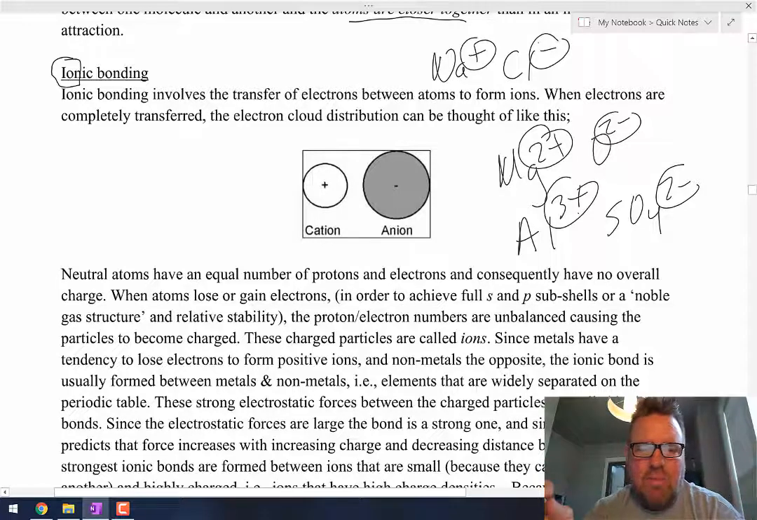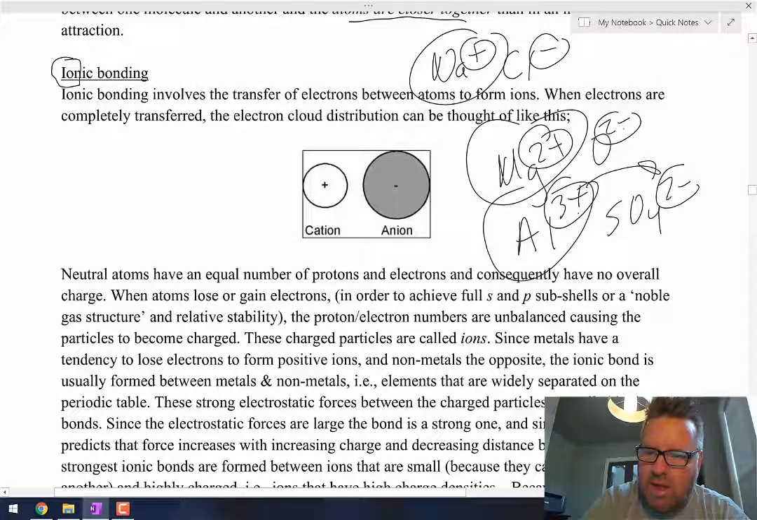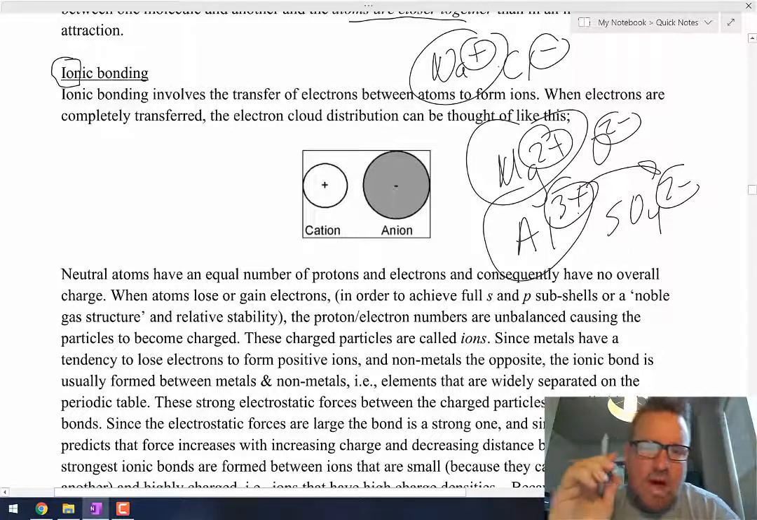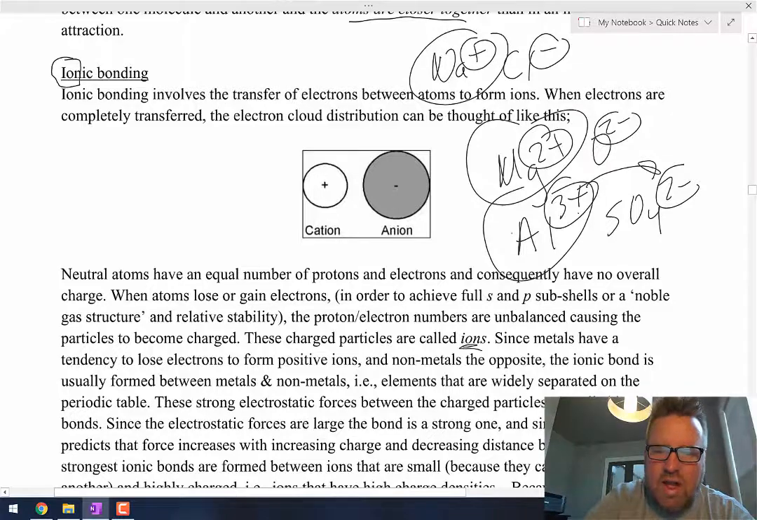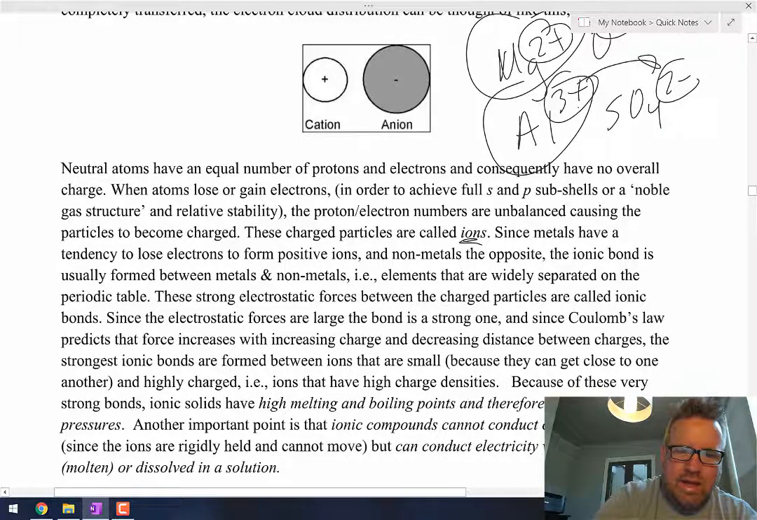In an ionic bond, the electrons transfer from one atom, the metal, to the non-metal. That's why the positive charges and the negative charges. Because the metals lose electrons, the non-metal portion gains the electrons, so obviously they're called ions. The metals lose, the non-metals gain. And again, since the electrostatic charges are large, the bond is a strong one.